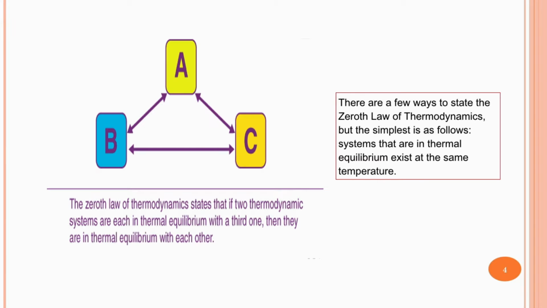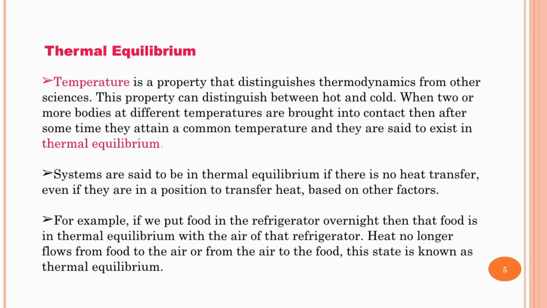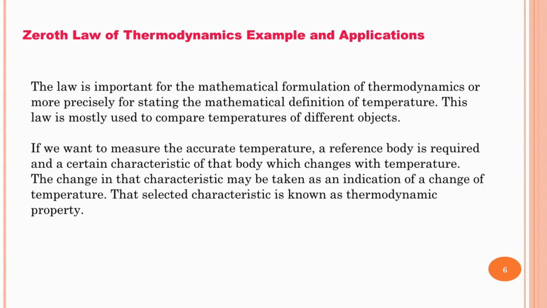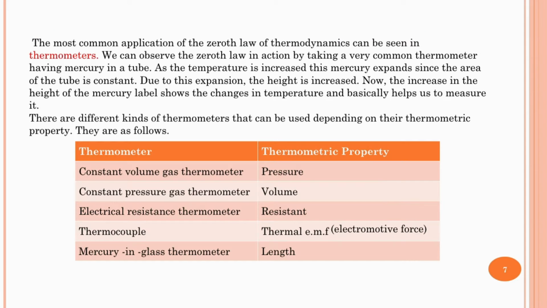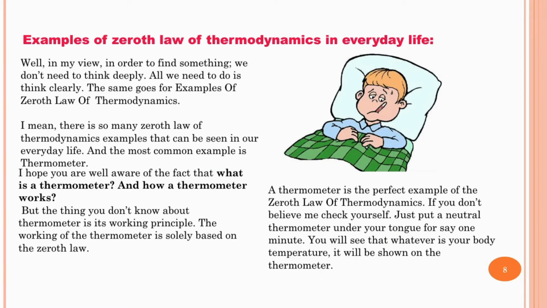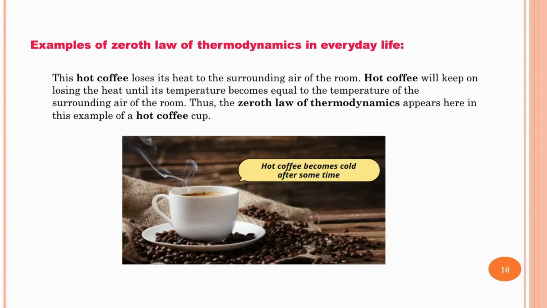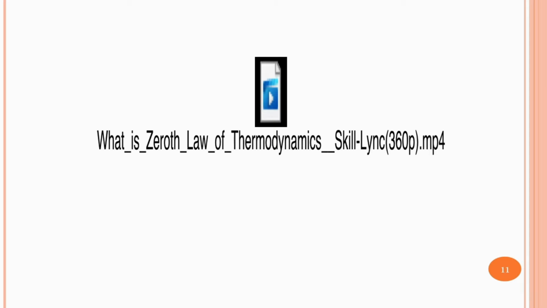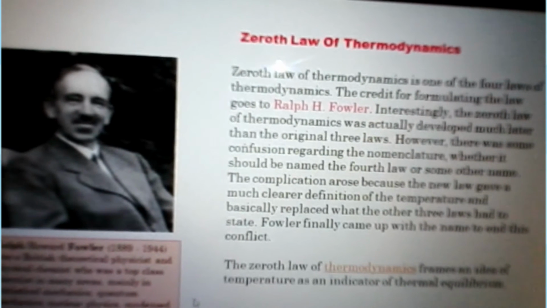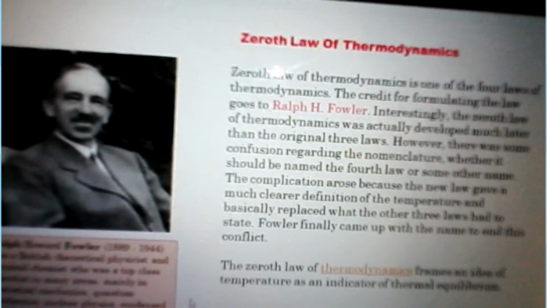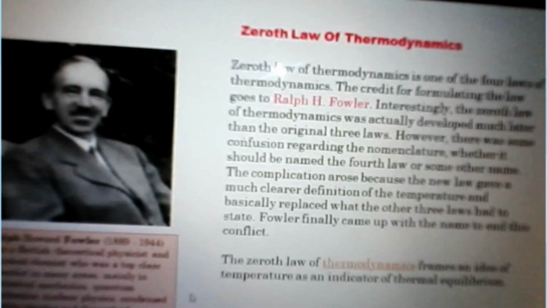Physics. So, genius, it's Sir Ralph Fowler. Interestingly, the zeroth law of thermodynamics was actually developed much later than the original three laws that were discussed. However, there was some confusion regarding the nomenclature, whether it should be named the fourth law or some other name.